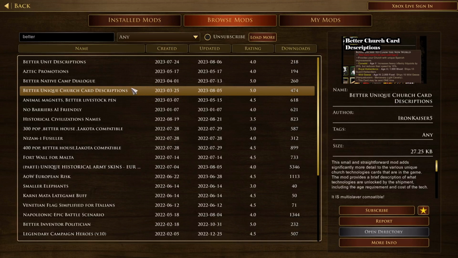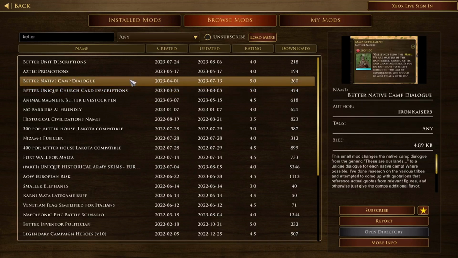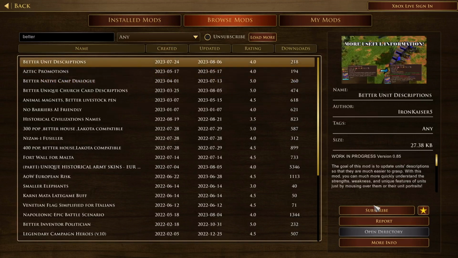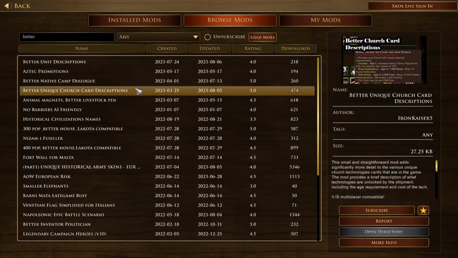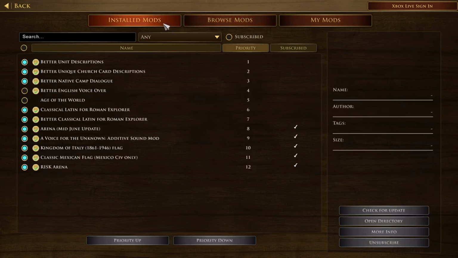And I'll give a little shout out to another mod of mine, the Better Native Camp Dialogue mod, which is a fun aesthetic mod that just changes the different things that the native camps say to you. That's a pretty cute little mod. So if you're interested in any of those, you just come over to the subscribe button, click subscribe for each of the mods, let them download, and they should show up here on the installed mods page. If the light is blue, that means that the mod is on and it should be working for you.